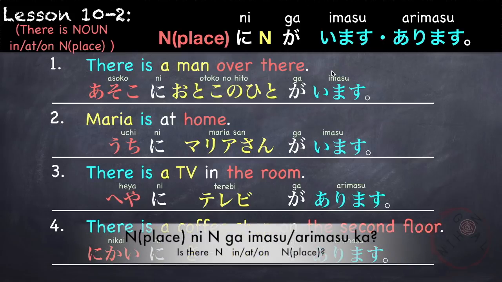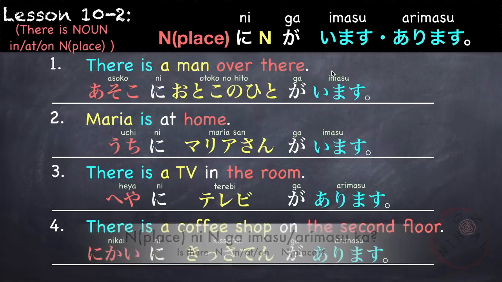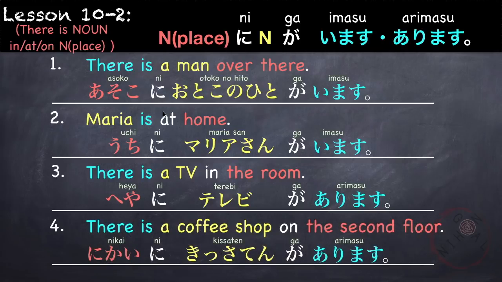Of course, you can make this into a question by just adding ka at the end. Asoko ni otoko no hito ga imasu ka? Is there a man over there? Or uchi ni Maria-san ga imasu ka? Is Maria at home? Or heya ni terebi ga arimasu ka? Is there a TV in the room? Or nikai ni kisaten ga arimasu ka? Is there a coffee shop on the second floor? And so on.